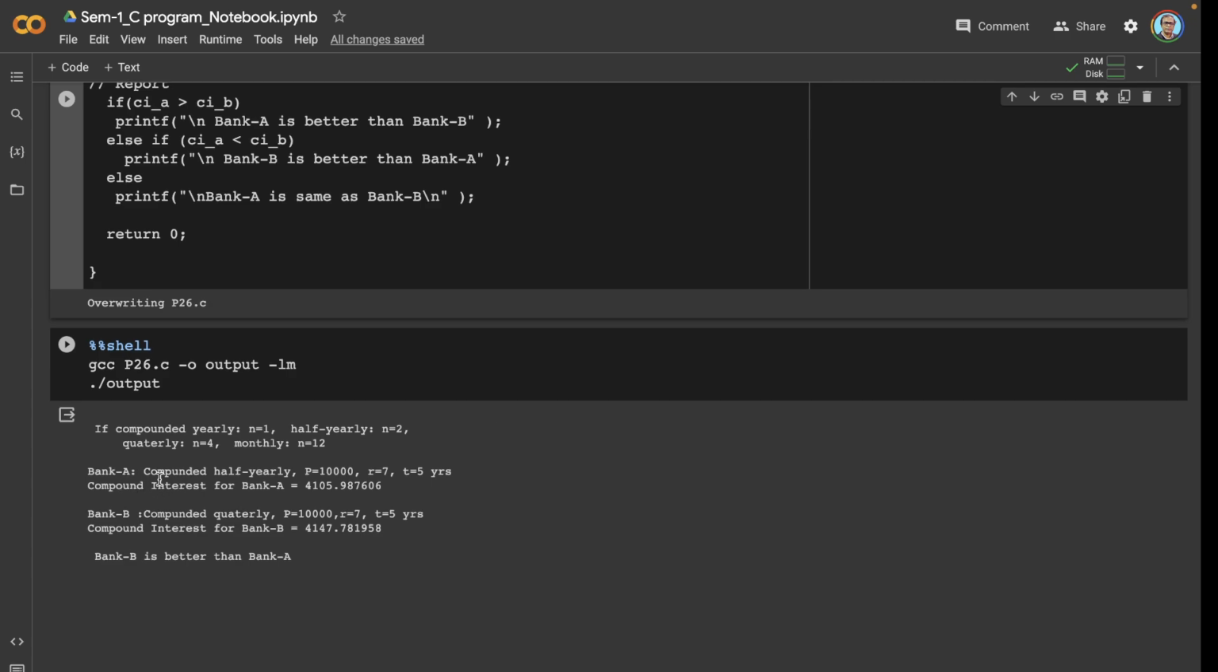Here, Bank A compounded half yearly. The compound interest for Bank A is 4,105 and so on, point something. And Bank B is this. So obviously, Bank B is better than Bank A.